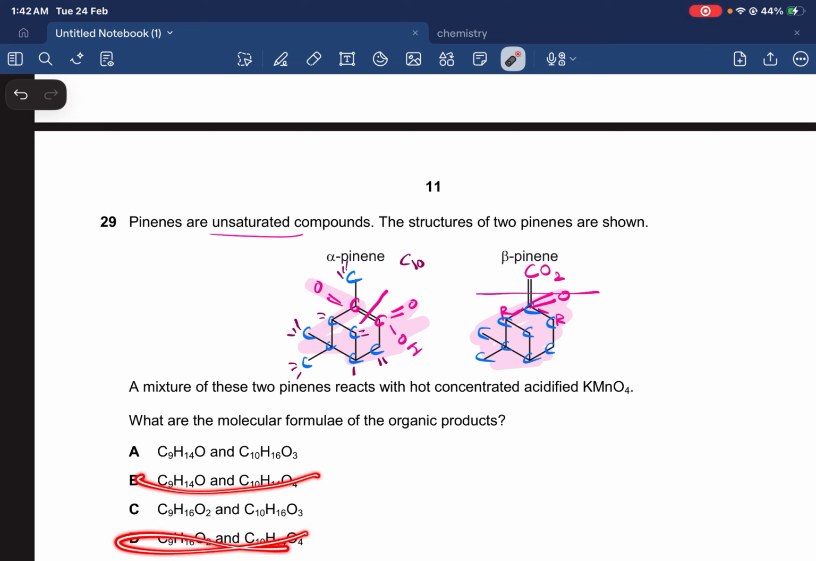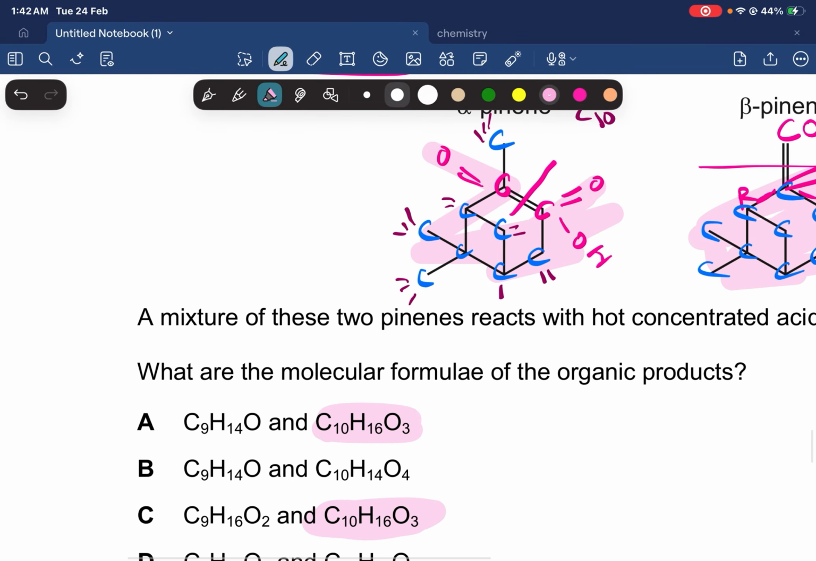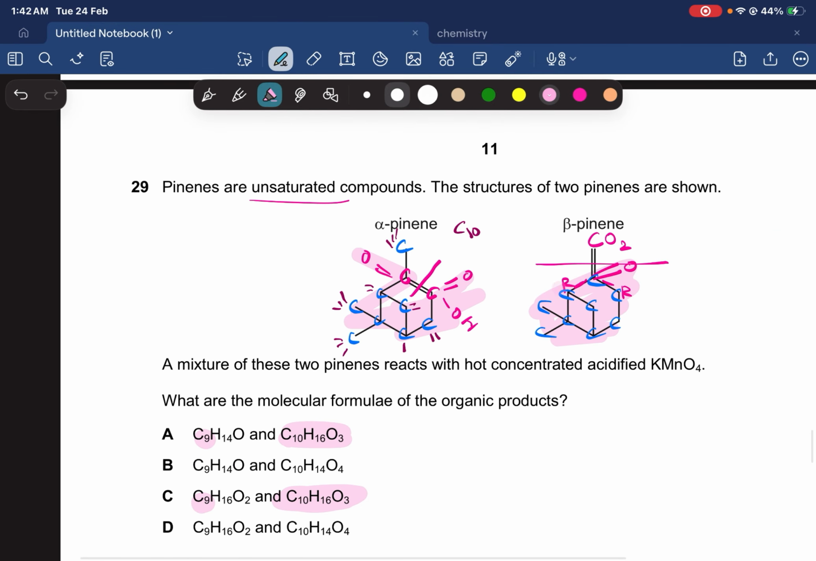This cut. C10, I already know it's H16. I don't need to count H now. So that's the good thing. I know this. Now I just need to count the number of hydrogen. I already know there are 9 carbons. So that's the benefit of shortlisting. Now I only need to calculate the hydrogen in beta-pinene.